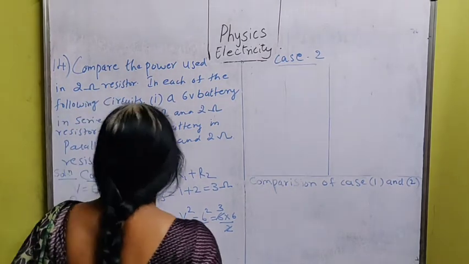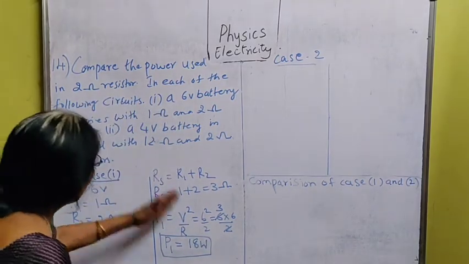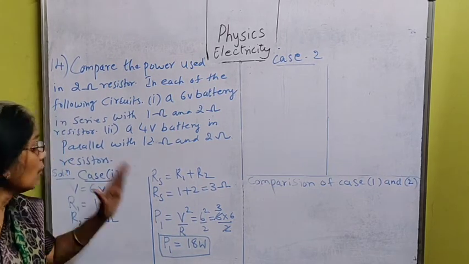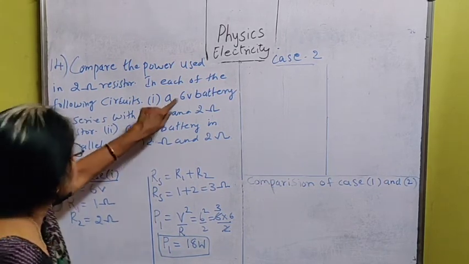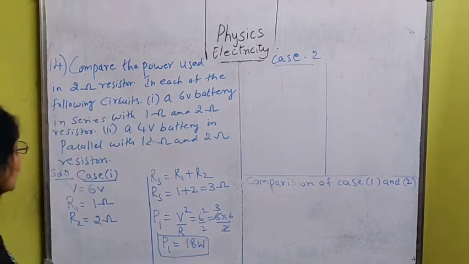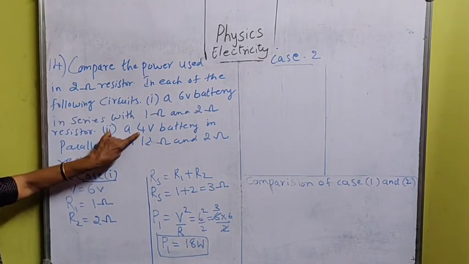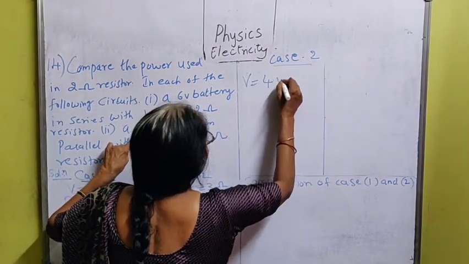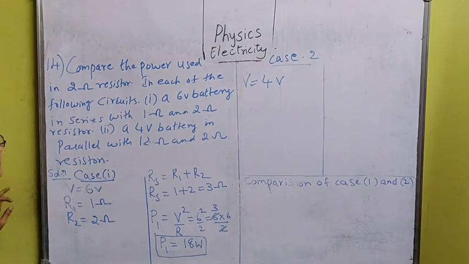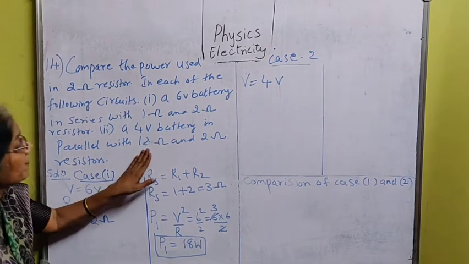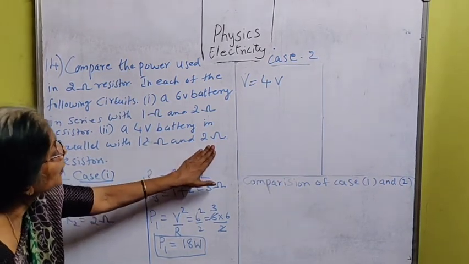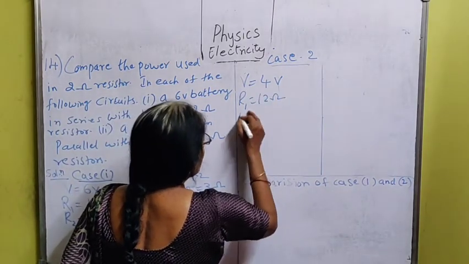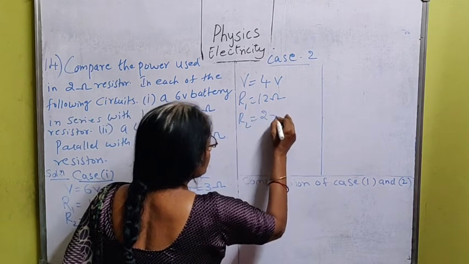In case 2, let us see. The same way, we have to find out first the total resistance and then for 2 ohms find out the power. So here, what is the potential difference given? Potential difference is 4 volt. So V is equal to 4 volt. What is the resistance given? R1 is 12 ohms and R2 is 2 ohms. So R1 is equal to 12 ohm. R2 is equal to 2 ohms.